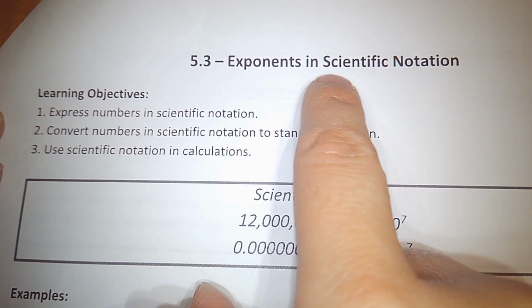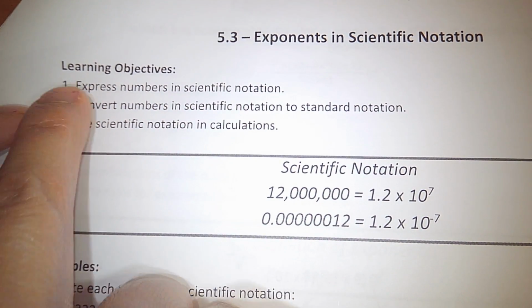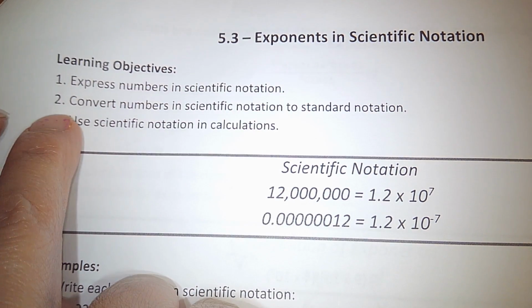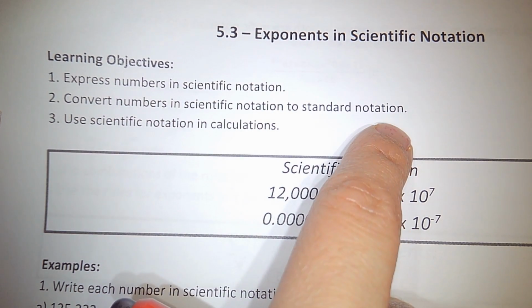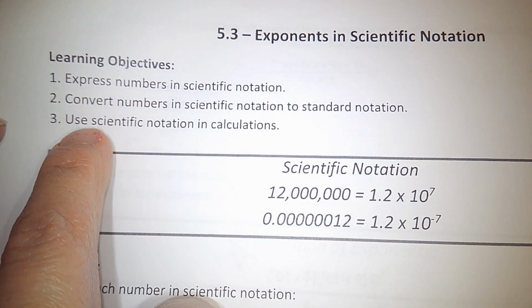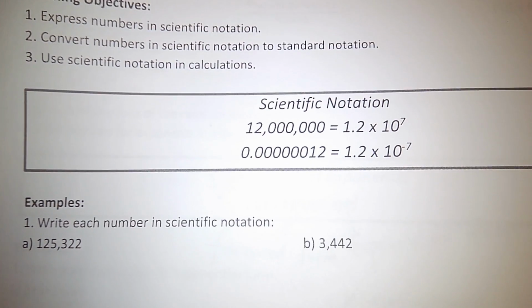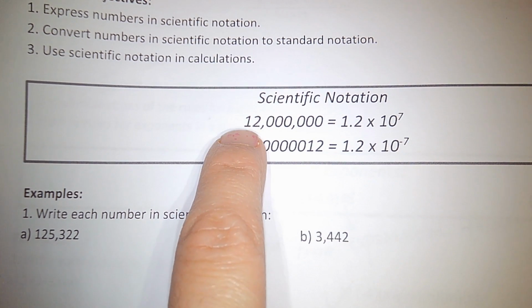5.3 exponents in scientific notation. Okay, so we are going to learn how to express numbers in scientific notation. Number 2, convert numbers in scientific notation to standard notation. Number 3, use standard notation to do calculations. Okay, so first we need to know what is called a scientific notation.